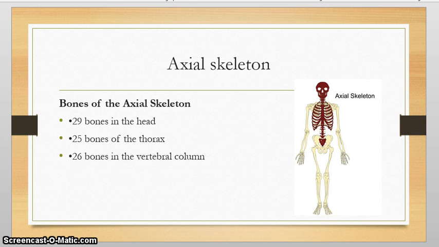25 bones of the thorax, which is the sternum and 24 ribs. And 26 bones in the vertebral column, which is 24 bones in the vertebrae, the sacrum and the coccyx.